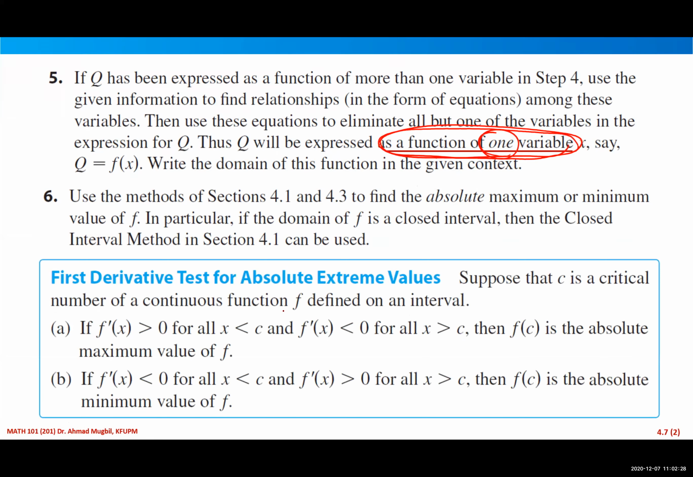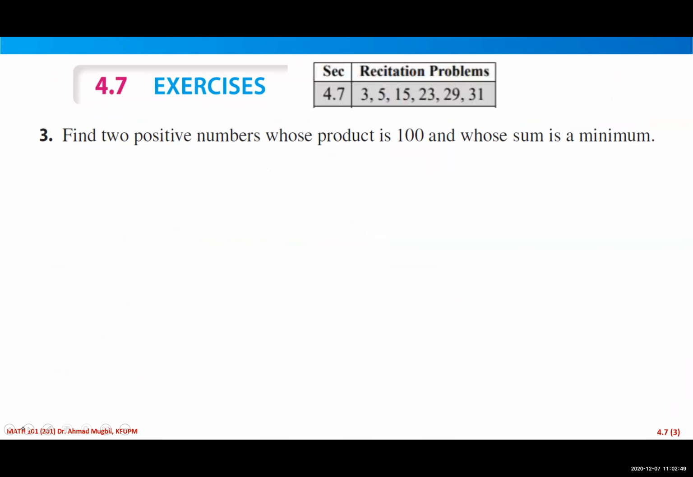Also, you can add the following test, which is the first derivative test for absolute values. If the derivative is positive for all the values before C and negative for all the values after C, then this function has an absolute maximum value at C. And similarly for the case of minimum. Let's start with the first example. Read it, understand it, and solve it.